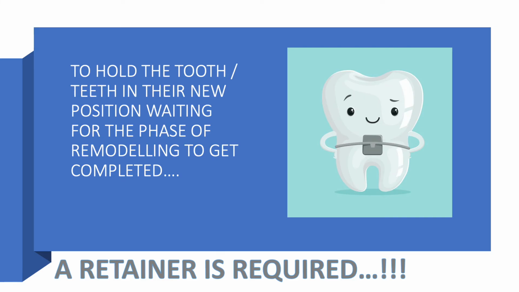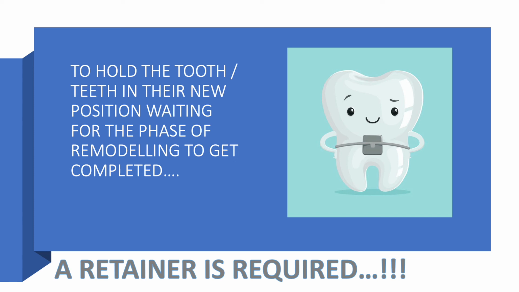Now here comes the requirement of a retainer. While all this is happening and while the tooth is being moved gradually, step by step, to the desired new position, the bone continuously keeps modeling and remodeling, and even after you have moved the tooth to its new position, bone remodeling is still happening around it. And it takes almost 6 to 12 months for it to completely consolidate in its new position.